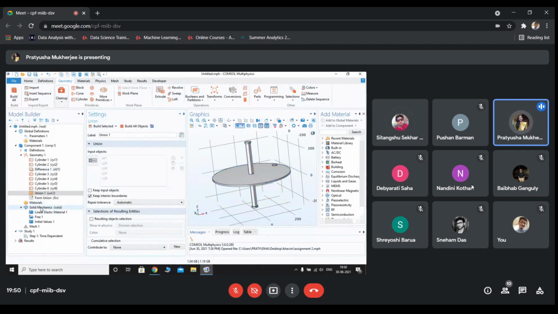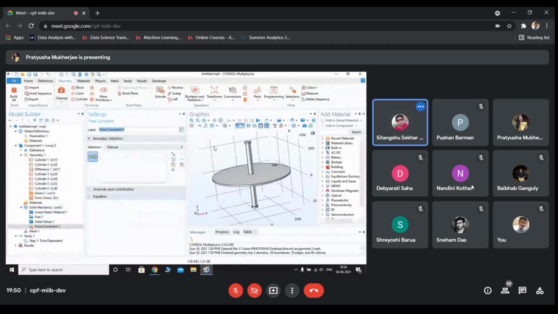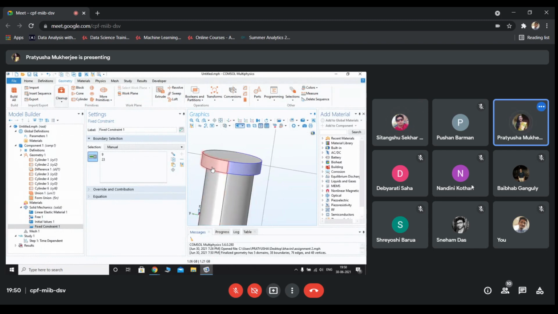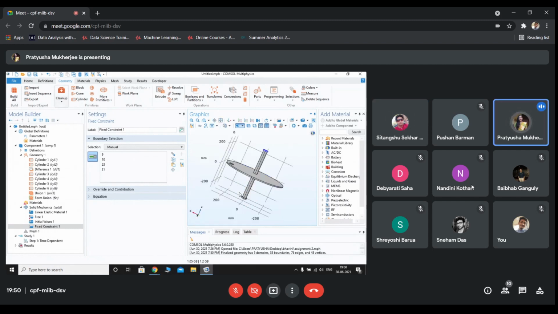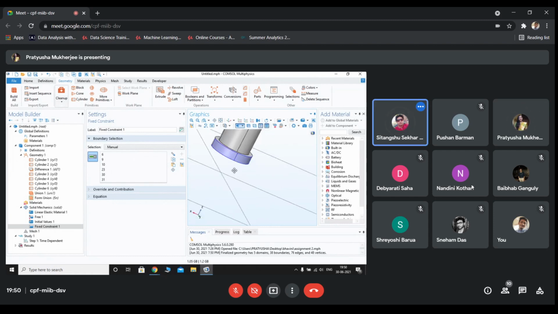Now we'll go to solid mechanics. Fixed constraint. Now zoom this part. You have to select these 4 surfaces. This one and this one. 4 surfaces. And then these 4 surfaces. This one, this one, this one, and this one.